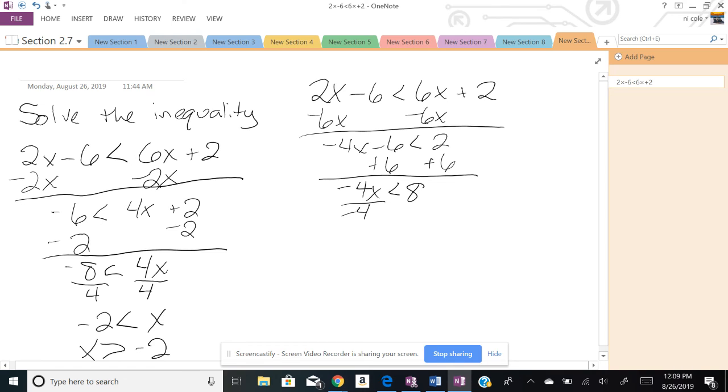Divide by -4, divide by -4. X is greater than -2. My inequality changed directions because I multiplied or divided by a negative number. Okay, so that changed that direction.